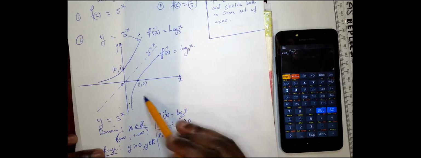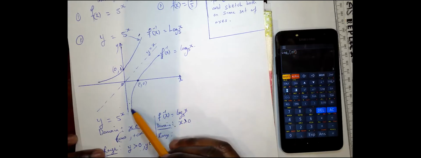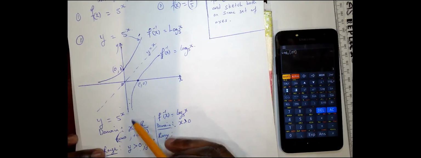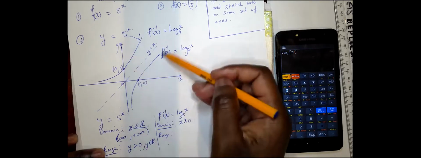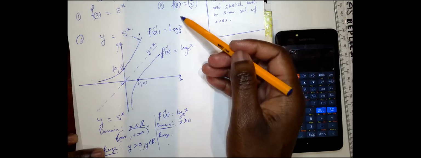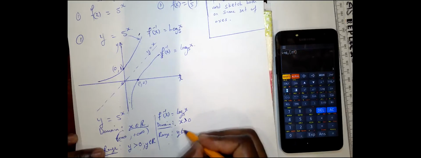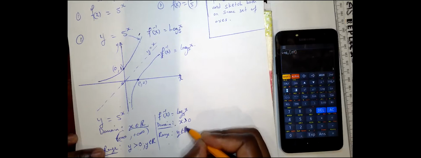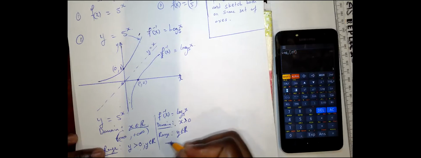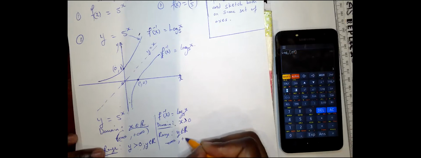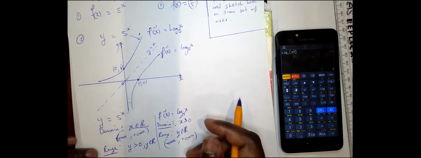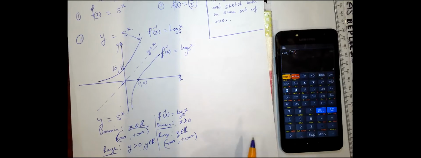In terms of the range, in terms of y, you can see that it's going down there until negative infinity and it goes up here until positive infinity in terms of y. So in this case, y is an element of the real numbers. It can be any value, from negative infinity to positive infinity. That's what it means in terms of our range in that case.